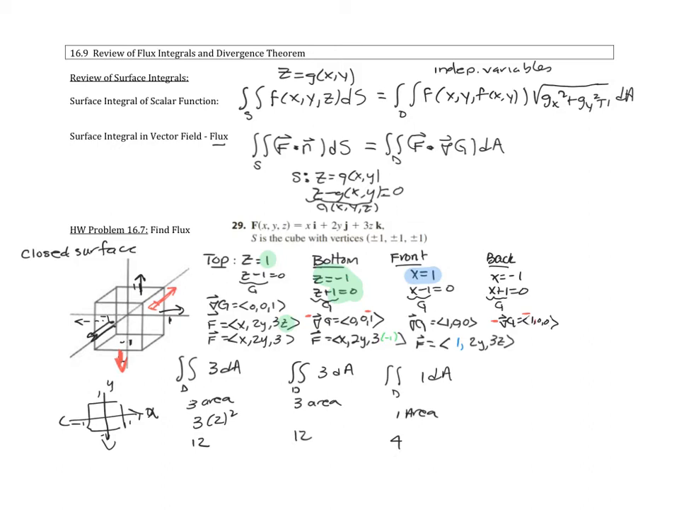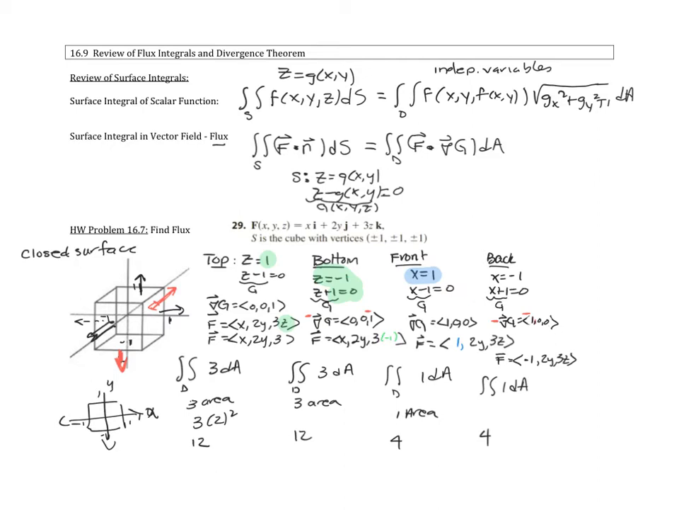My f this time, substituting for x in my f here, x this time is -1. So this is -1, 2y, and 3z. And if I take the dot product with f and negative the gradient, -1 times -1, I will get a +1 with the same projection, and so that's going to be a 4 there.